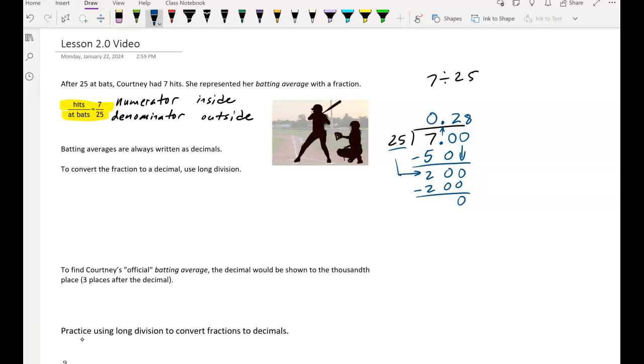So here we've got 7/25 is equal to 0.28. That would be 28 hundredths.